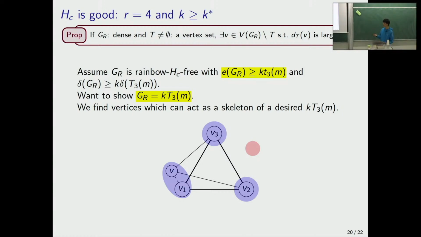So this shows that when K is greater than or equal to this threshold, then HC has this K times T3n as its extremal multigraph. And previously I showed the similar one when K is smaller than the threshold. So this shows that H is good.